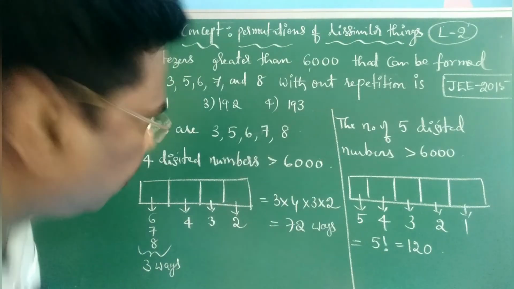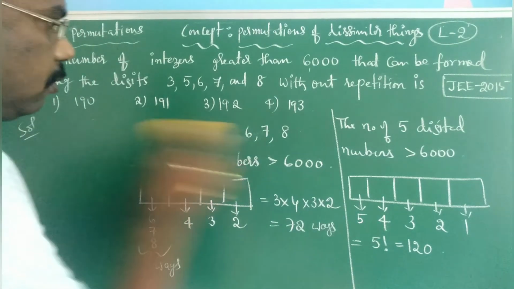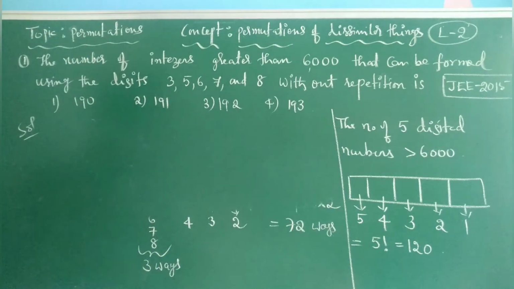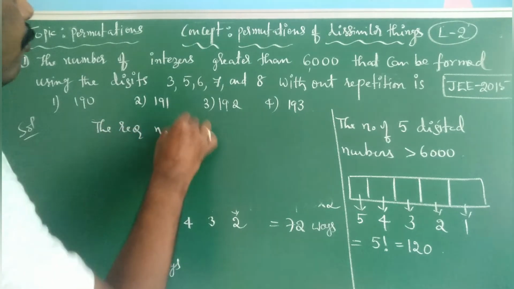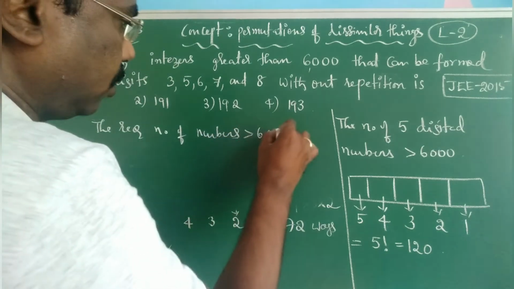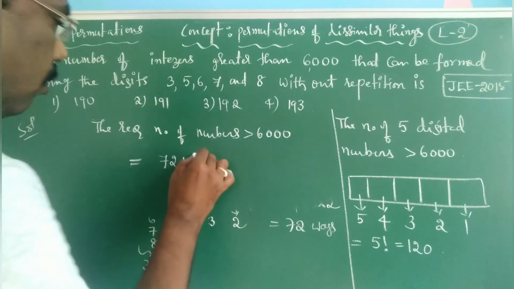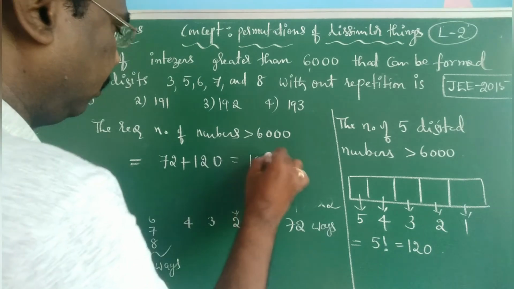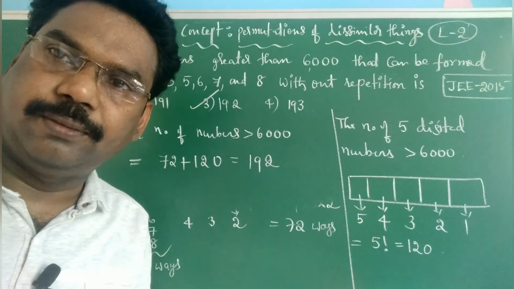Therefore, the required number of numbers greater than 6000 is equal to 72 plus 120 is equal to 192. Therefore, option 3 is the correct one.